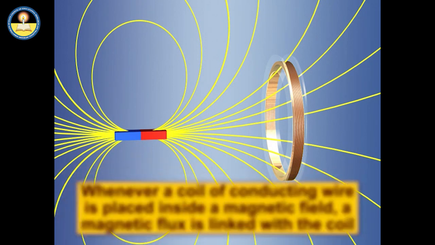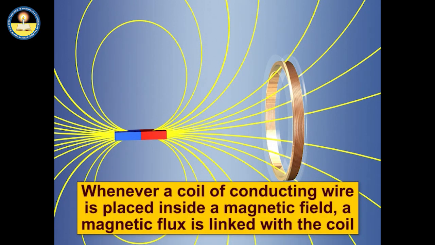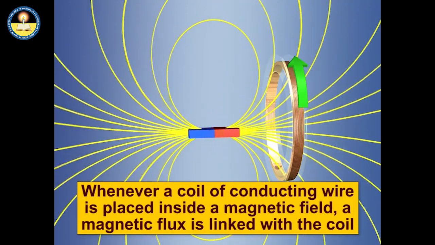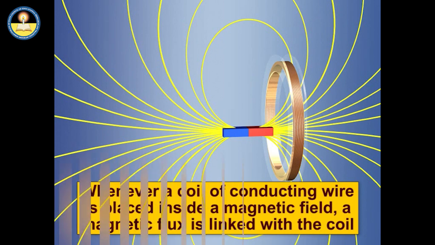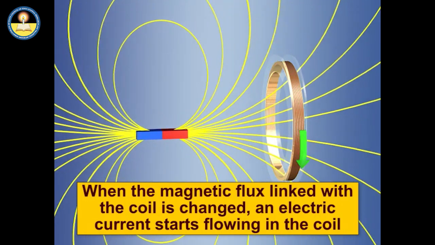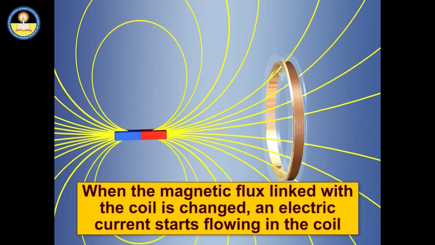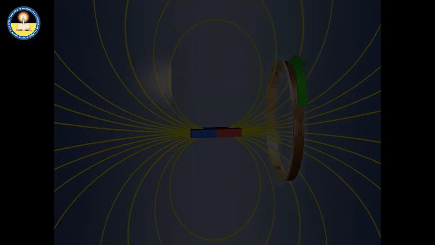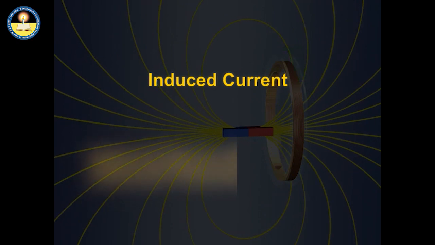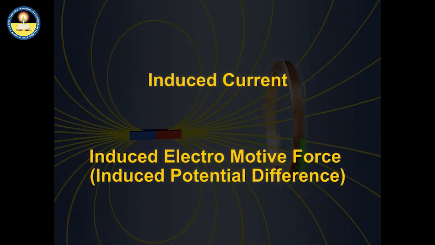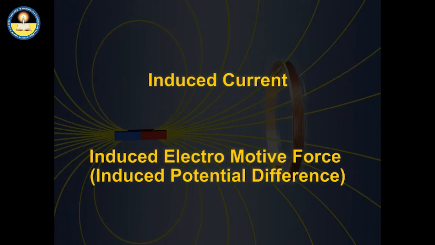In general, whenever a coil of conducting wire is placed inside a magnetic field, a magnetic flux is linked with the coil. When the magnetic flux linked with the coil is changed, an electric current starts flowing in the coil. The current and the electromotive force so produced are called induced current and induced electromotive force, or induced potential difference, respectively.